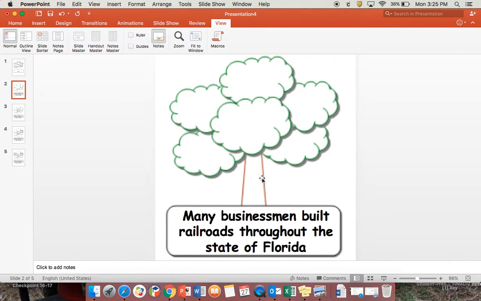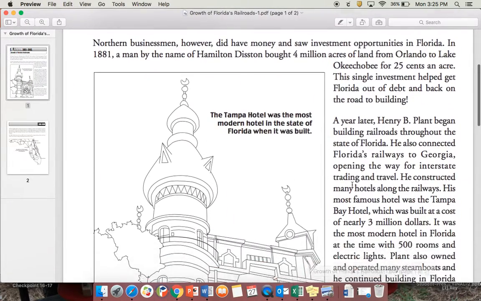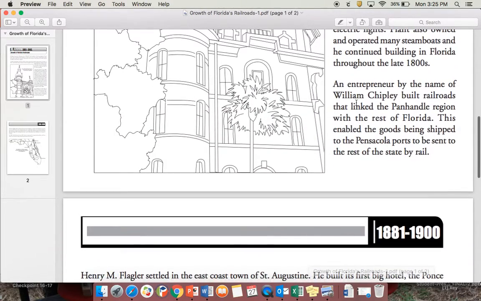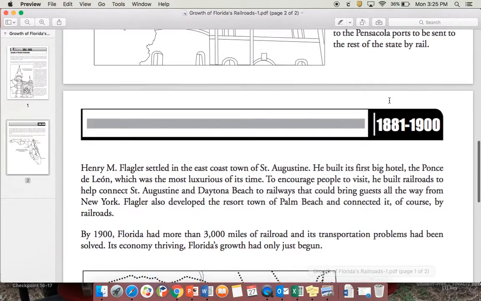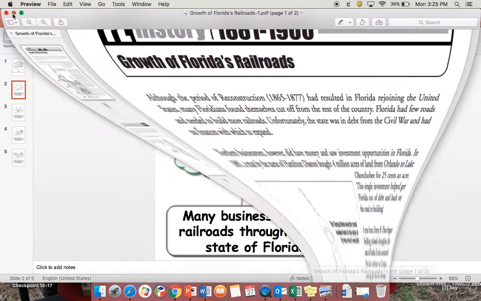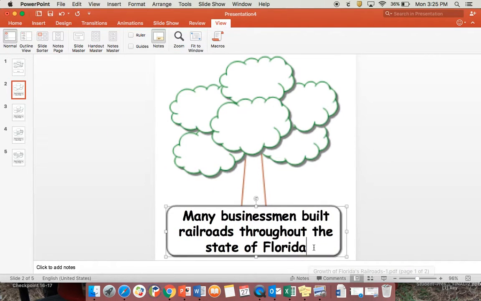The cause that we're going to be looking at is the fact that many businessmen built railroads throughout the state of Florida. If we're looking at the text, we had Henry B. Plant, who began building railroad systems. We also have William Chipley, who began building railroad systems. Those are just two of the men that helped to build some of the railroad systems. So the cause is many men built railroad systems throughout the state of Florida. Now we want to think about some of the effects that they had on Florida because of these railroad systems.